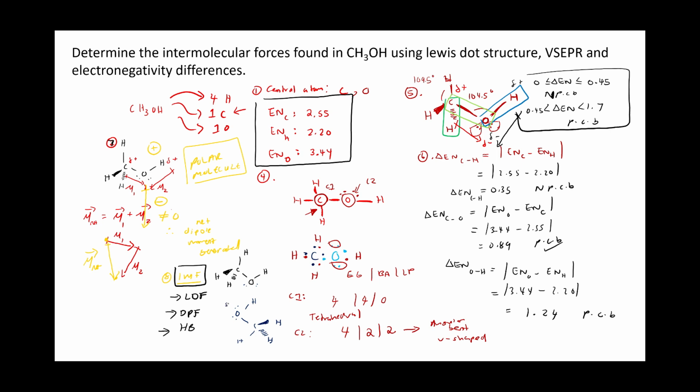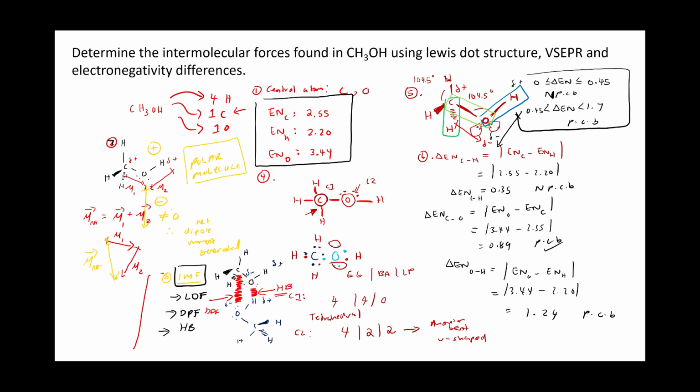And essentially, if you think about this, this is partial negative, partial positive, partial negative, partial positive. And you can actually see that hydrogen bonding can exist, right? So you can see there is hydrogen bonding between the oxygen and the hydrogen, but you can also get dipole-dipole forces between the carbon and the oxygen. So this is a dipole-dipole force, but then this here is a really strong dipole-dipole force called a hydrogen bond that has a very large electronegativity difference. Okay, so that's the summary of the intermolecular forces of this molecule, methanol.